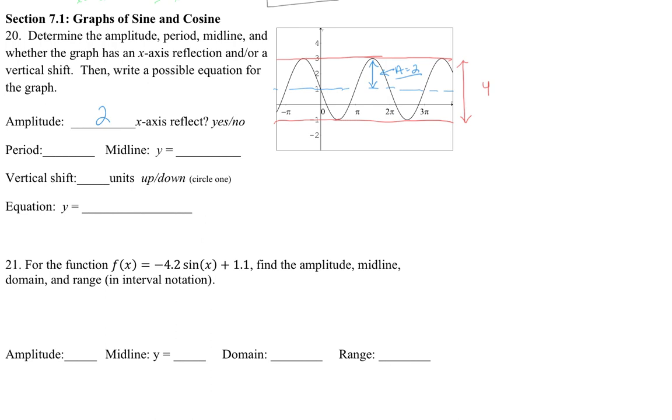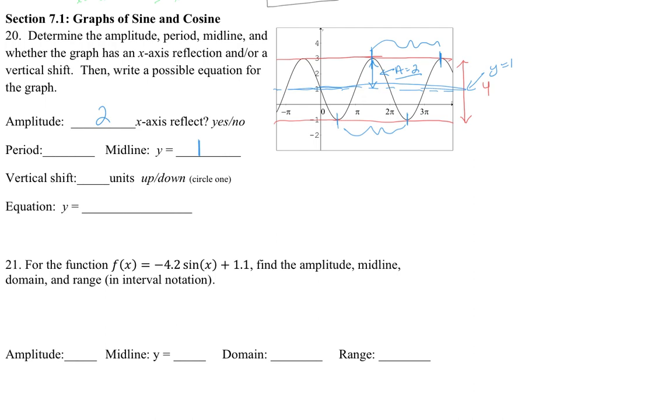Alrighty, and then one thing I forgot to write down. Midline, we said it was roughly right here, which is actually at y equals 1, right? And then our period is where the repetition happens. So our period, we can say ranges from here to here, or we can say it ranges from here to here. Either way, they should be roughly the same.